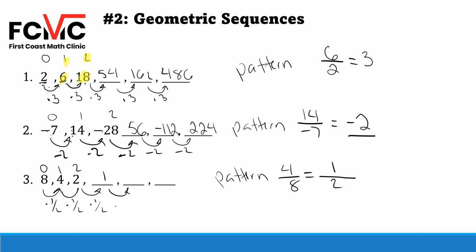2 times 1/2 is 1. 1 times 1/2 is 1/2. 1/2 times 1/2 is 1/4. So remember 1/2 times 1/2: 1 times 1 is 1, 2 times 2 is 4. So that's our 1/4. Okay. Let's do a couple more examples.